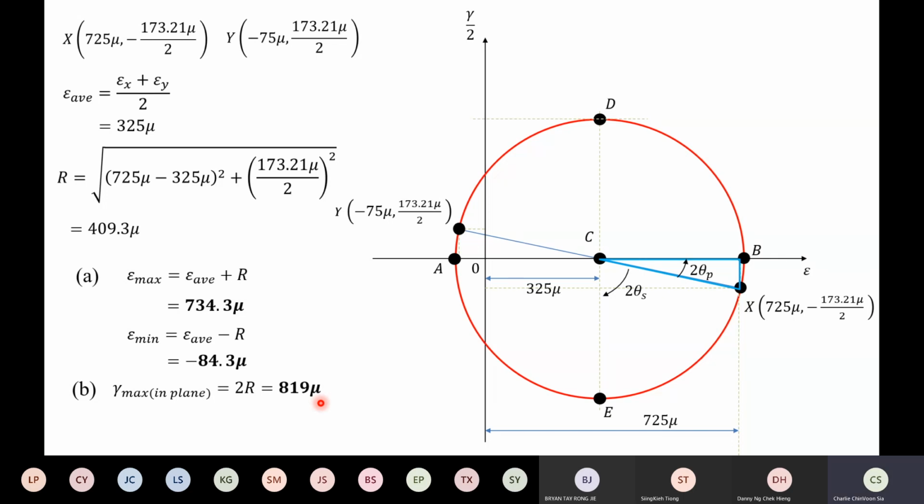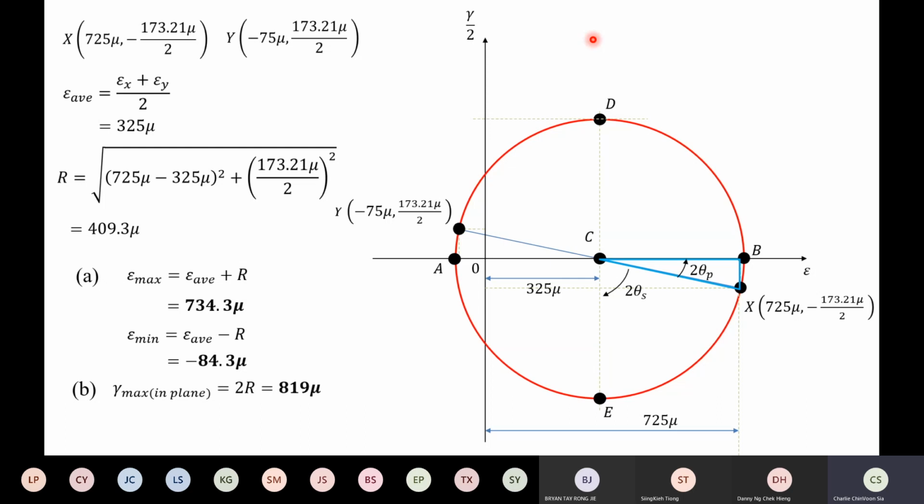Any questions regarding the Mohr's circle for the strain rosette? Any question? No? Okay, is it clear? Clear, right? Any questions? No? Just now I heard someone talking. No question, right? Okay, never mind.